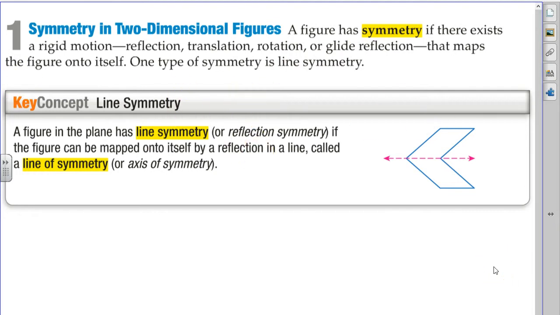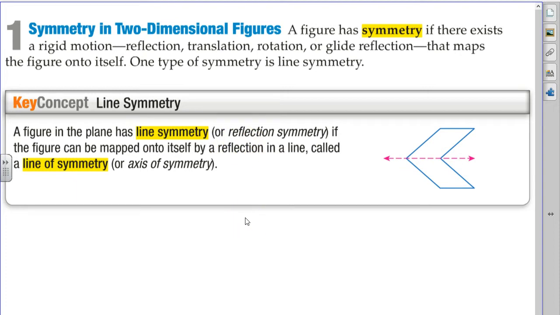So the first type is line symmetry. This is the one we're probably most familiar with calling symmetry. That's the reflection symmetry or line symmetry. Basically, you can draw a line through it and it reflects the image on both sides of it. So if we were to reflect across this line, we get the exact same drawing. That's basically what it means.